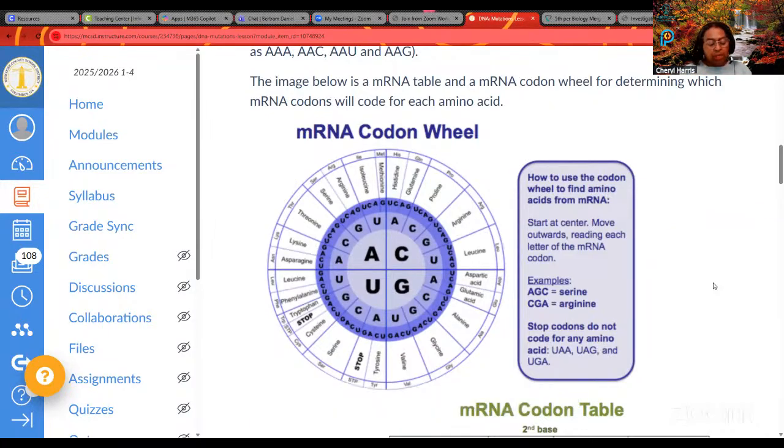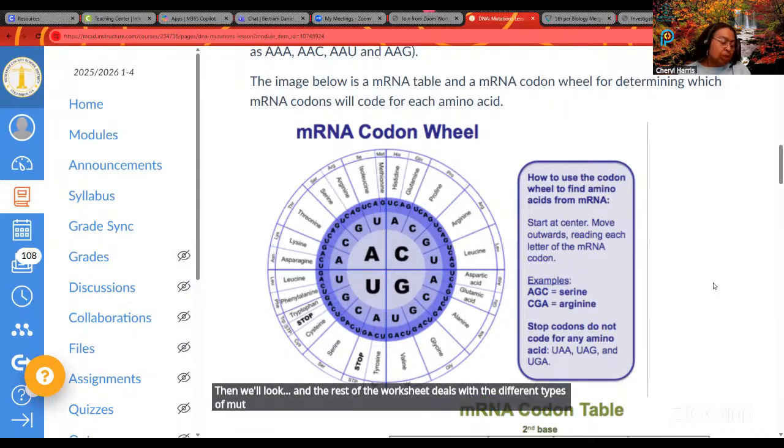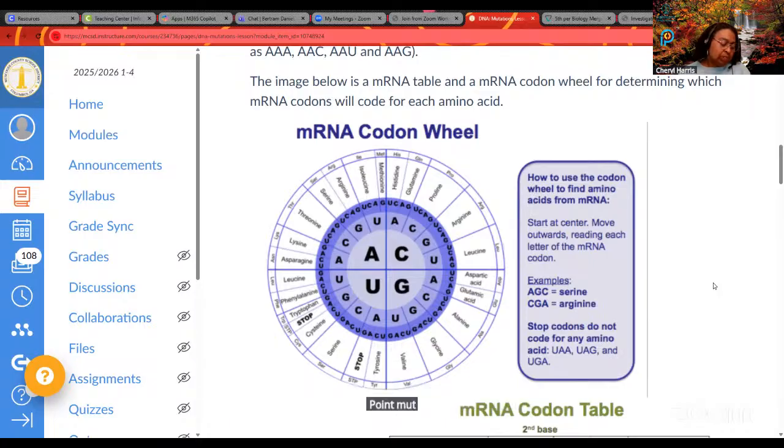And then we'll look, and the rest of the worksheet deals with the different types of mutation. Point mutation, silent mutation. They give the example of sickle cell. Frameshift mutation, and they give the example of cystic fibrosis. And lastly, synthesis. Muscular dystrophy. So you may have to do a little research on some of these.